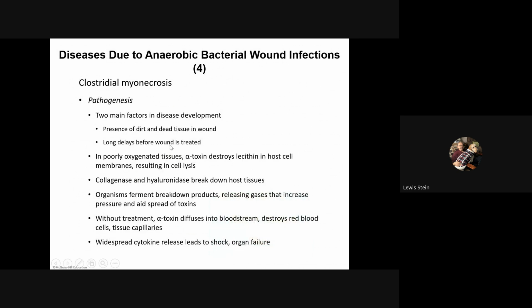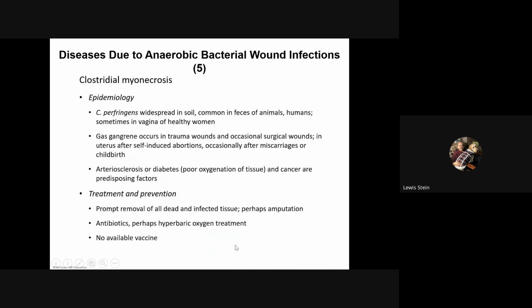Okay, long delays, and that's with chopper evac and things like that. Totally different world today. All the things that can happen to it, again, cytokine release, and that will lead to really the late stage complications.